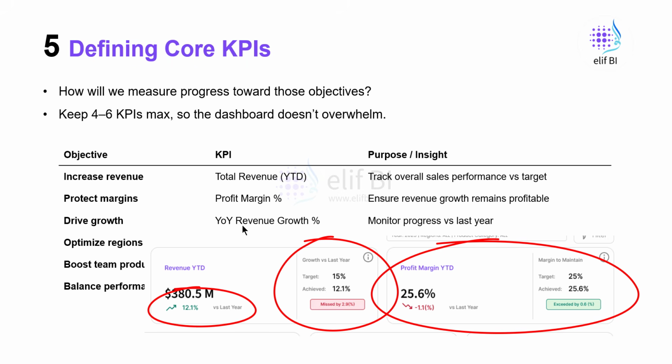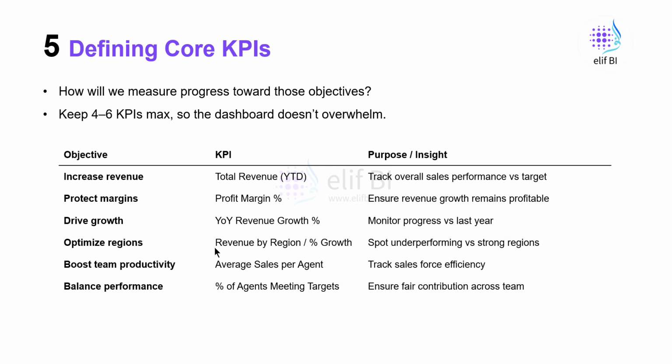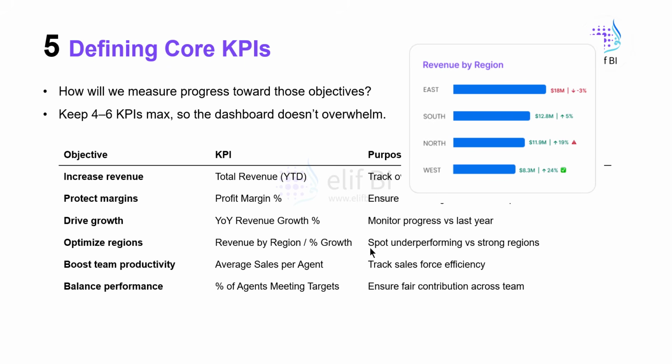We would look at the year-on-year revenue growth. So we would monitor the progress versus last year, right? So it could be possible that the year-on-year revenue growth is still positive, but it is still less than the target. That is where KPI 1 and KPI 3 would come into play. We would monitor the revenue by region as well as percent growth. So it would spot the underperforming and the strong regions.